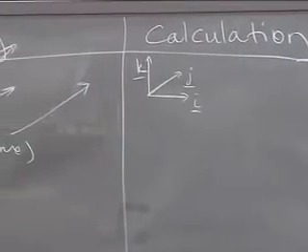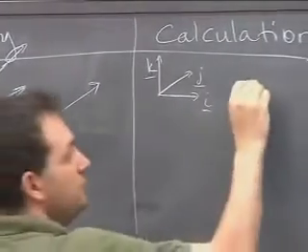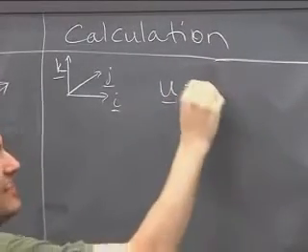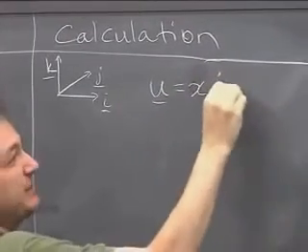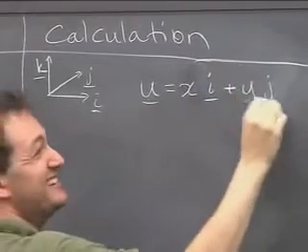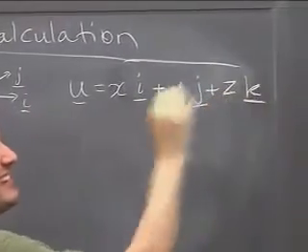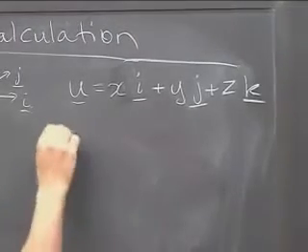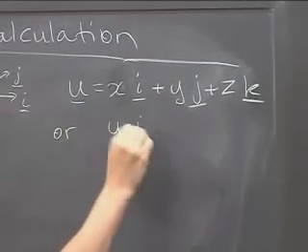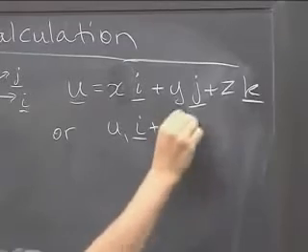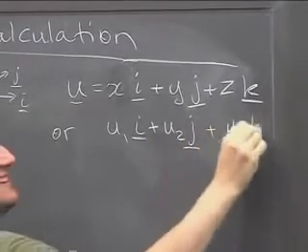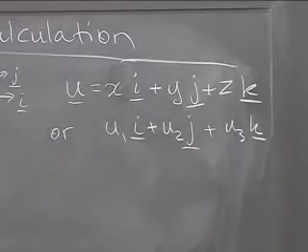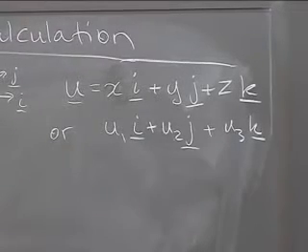So once you've picked a basis, any vector u can be written as some x coordinate, I'll call it xi plus yj plus zk. That's one way of writing it. Sometimes it's written as u1 i plus u2 j plus u3 k to indicate that this is the first, second, and third components, x, y, z order or i, j, k order.